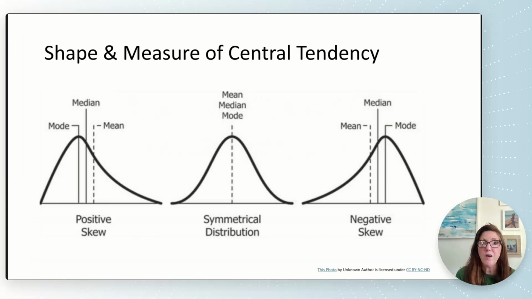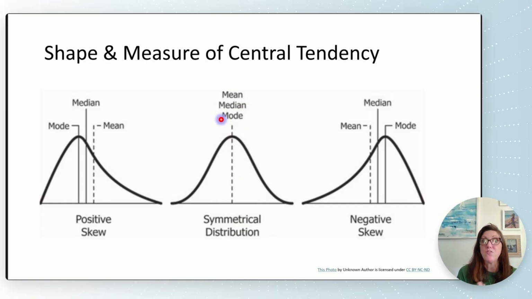So the shape of the distribution determines what measure of central tendency is appropriate. We know that, right? But let's review. So in the center, we have our symmetrical distribution. When our data is symmetrical, the mean, median, and mode are going to be the same value. What do we choose? In psychology, we typically use the mean. That's the one that we most frequently report.